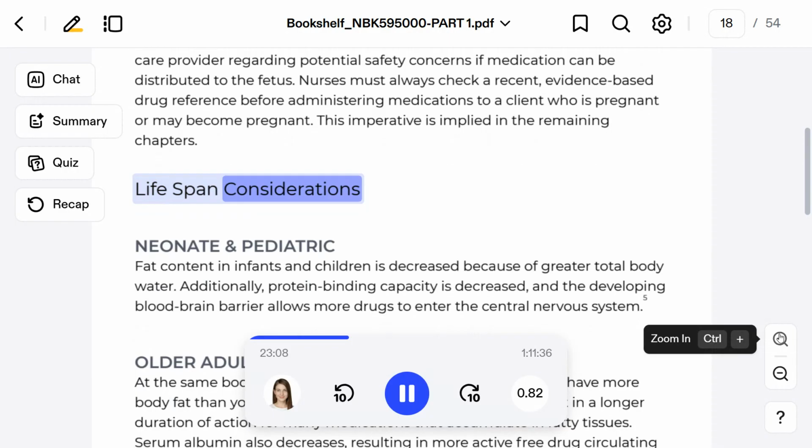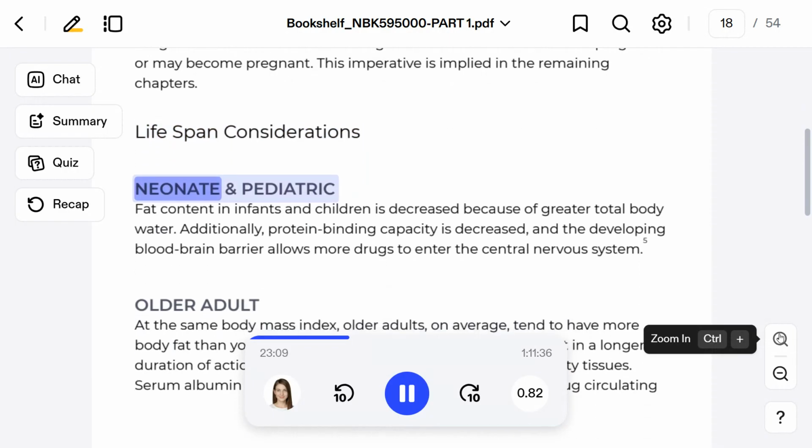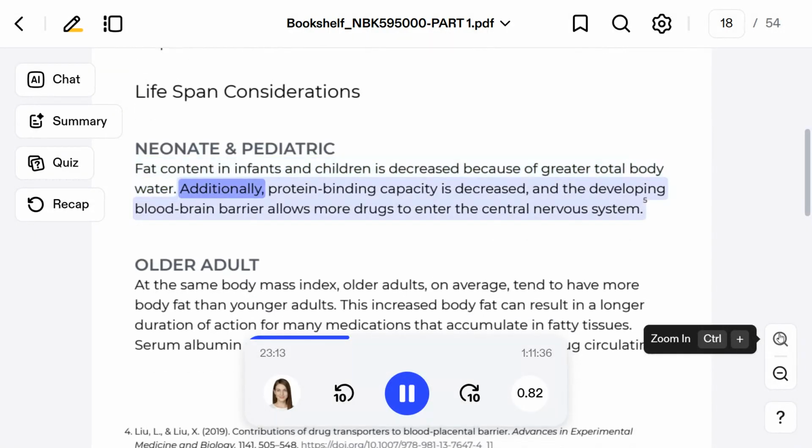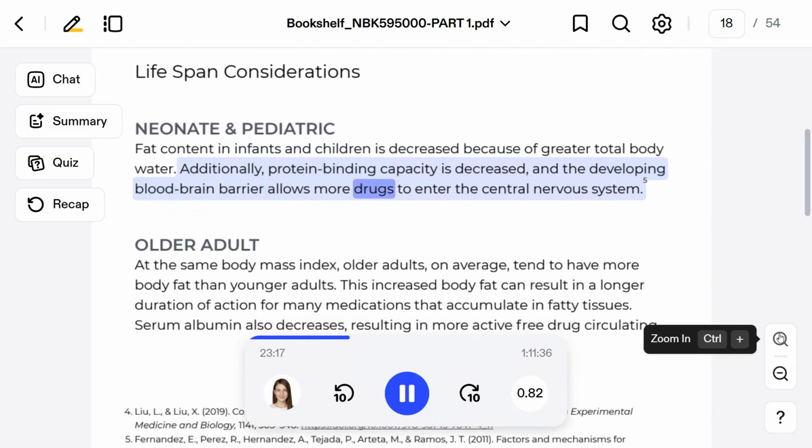Lifespan considerations, neonate and pediatric. Fat content in infants and children is decreased because of greater total body water. Additionally, protein binding capacity is decreased, and the developing blood-brain barrier allows more drugs to enter the central nervous system.